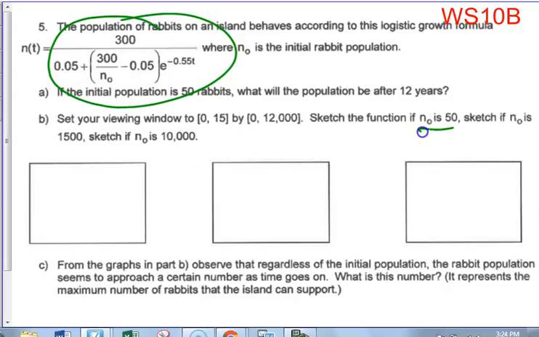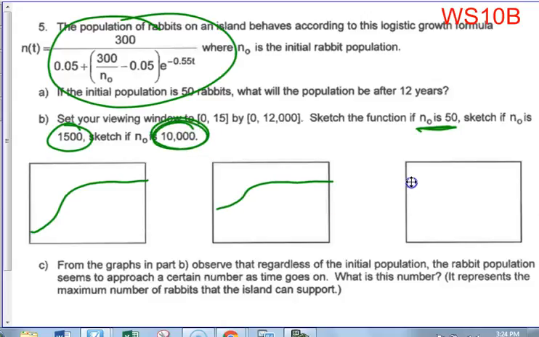If you put in 50 for the initial amount, it does something like this. If you put in 1,500 for the initial amount, it looks more like this. If you put in 10,000 for the initial amount, it actually does this. The maximum number of rabbits is about 6,000. So if you put 50 rabbits out there, they reproduce until they reach 6,000. But on this one, if you put 10,000 out there, they die off until there's 6,000.